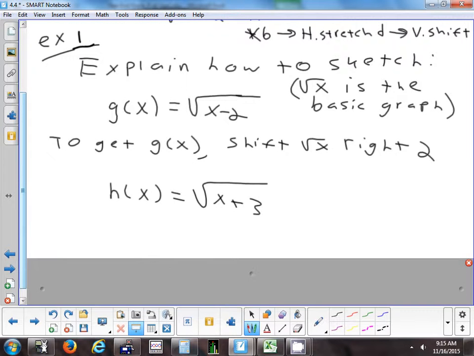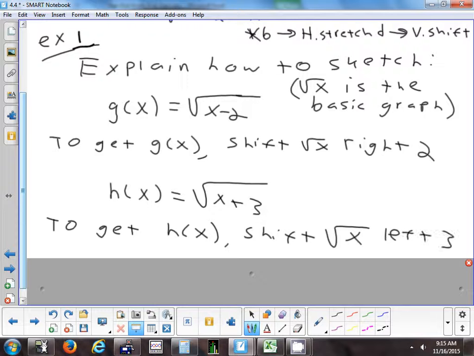How about h of x? Yep. So to get h of x, shift square root of x left 3.